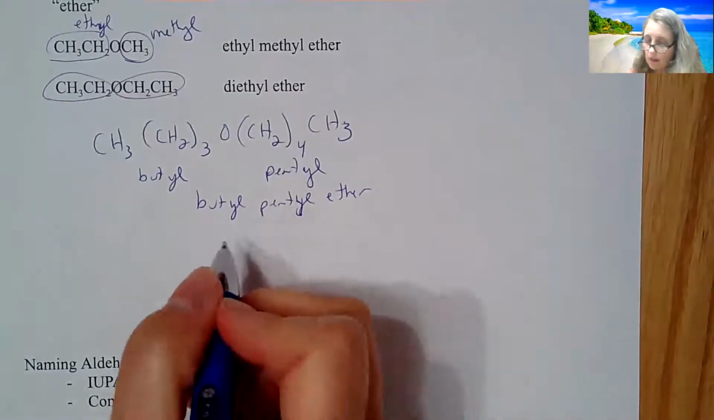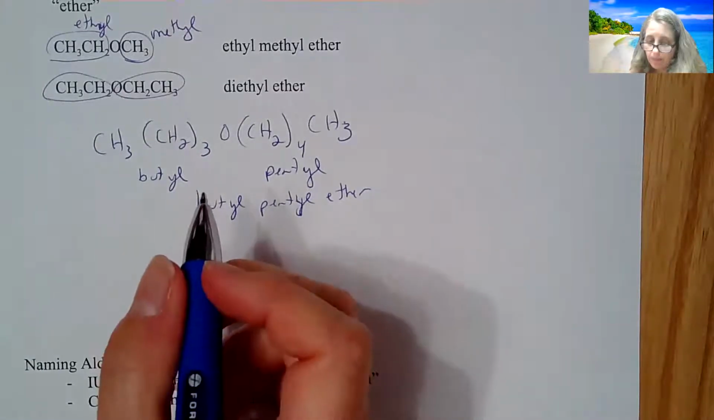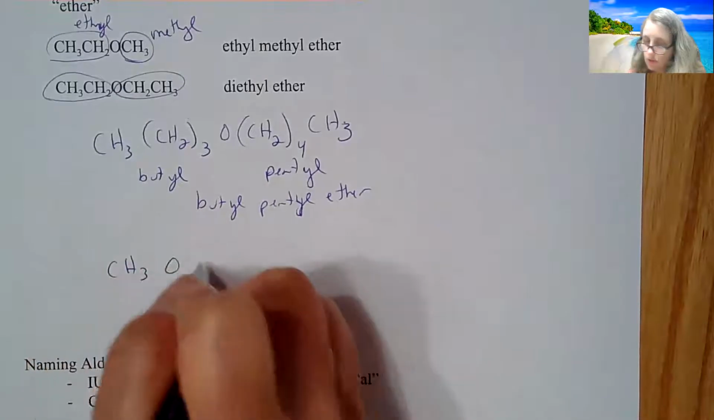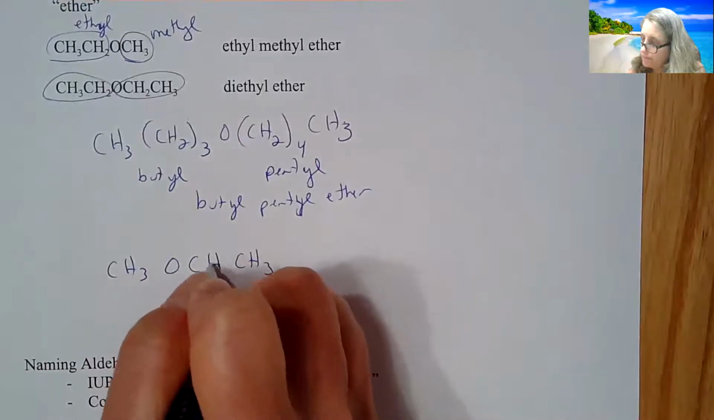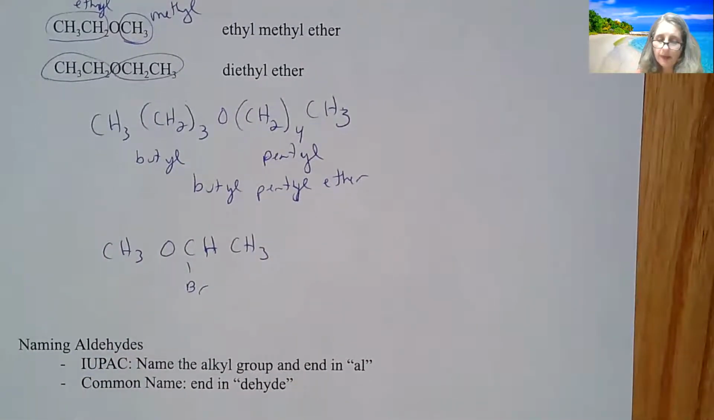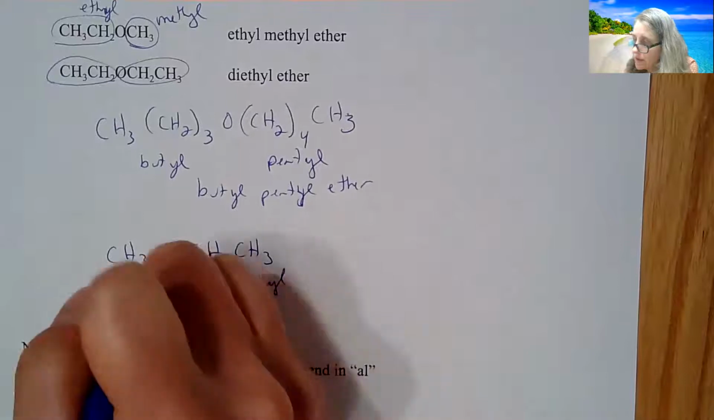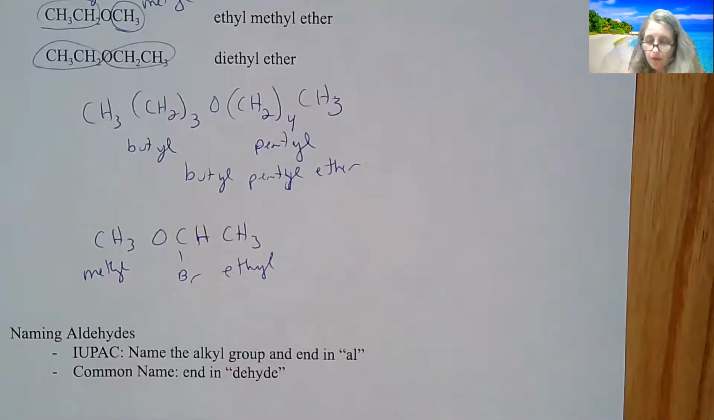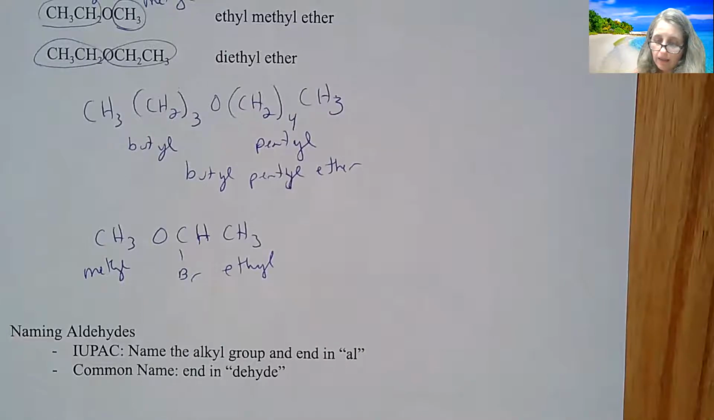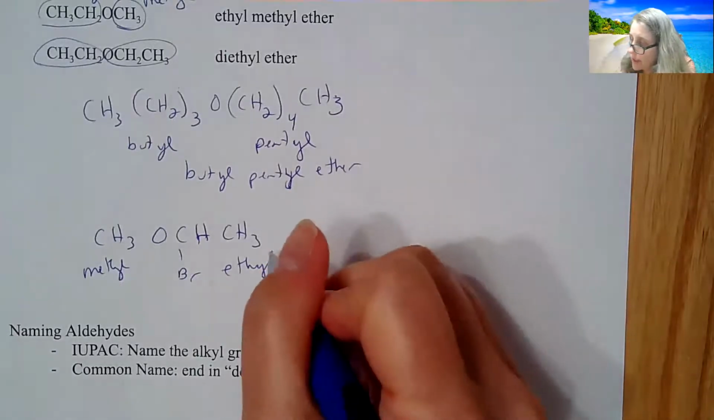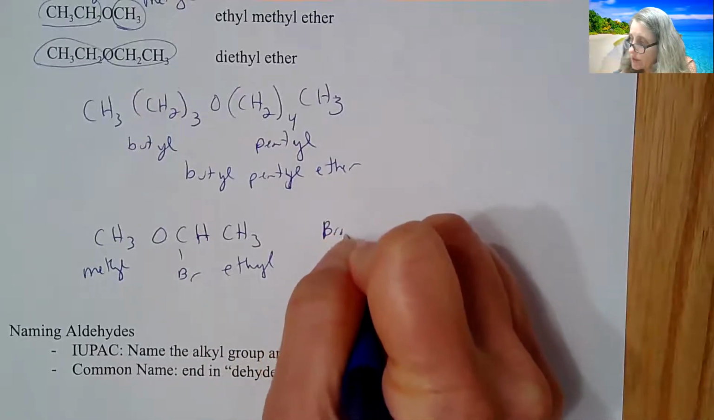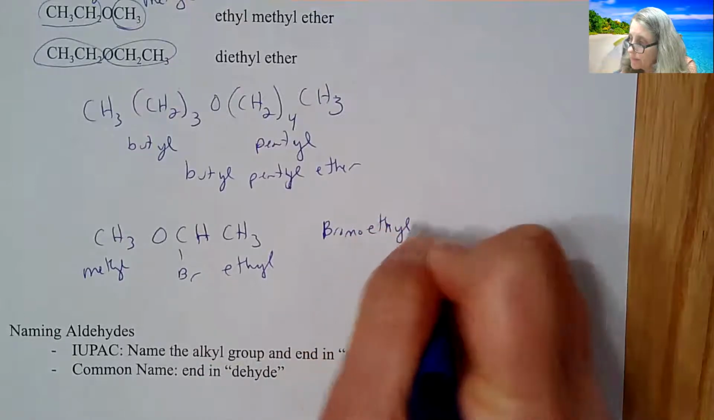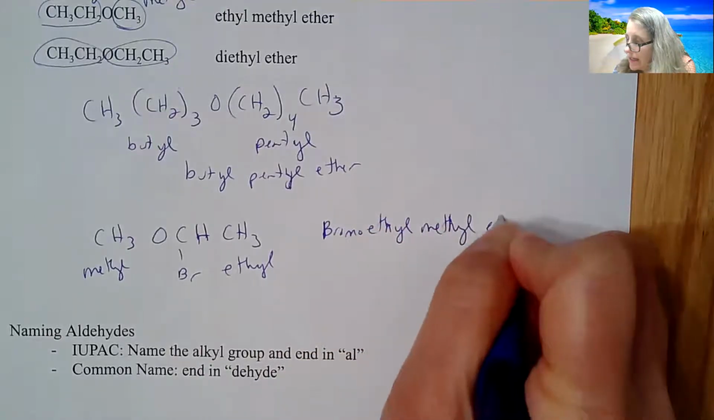All right, and of course you can have branches on this. So let me draw a smaller one just to make it a little easier to see. So what if I had a bromo there, okay? So again, this is an ethyl over here. This is a methyl. So who comes first in the alphabet? Again, that would be bromo. And you do want the bromo next to the ethyl, okay? Because that's where it is located. So it's a bromoethyl methyl ether.